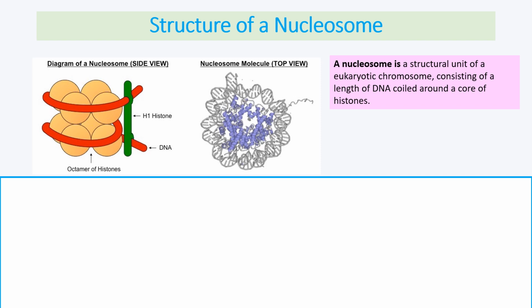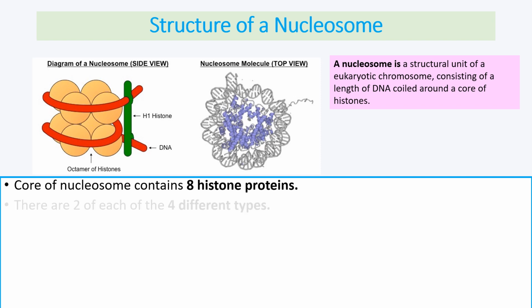So you could be asked to describe what a nucleosome is, or what the structure of a chromosome is, of which you could then describe this. So basically the nucleosome is 8 histone proteins, and there are 4 types of histone proteins, so you get 2 of the 4 different types.